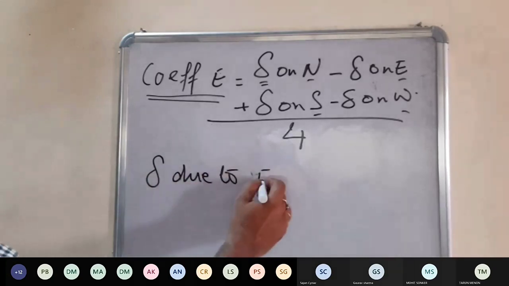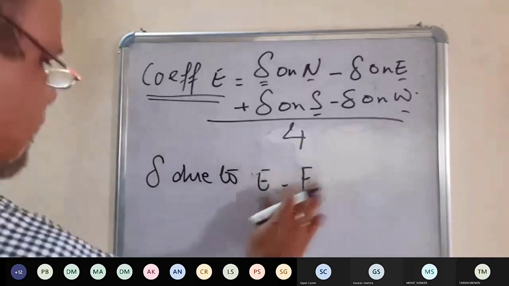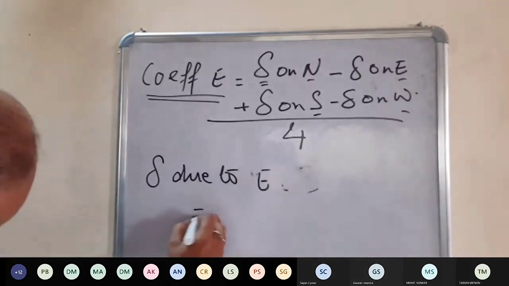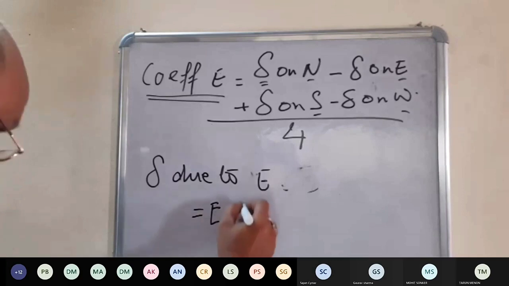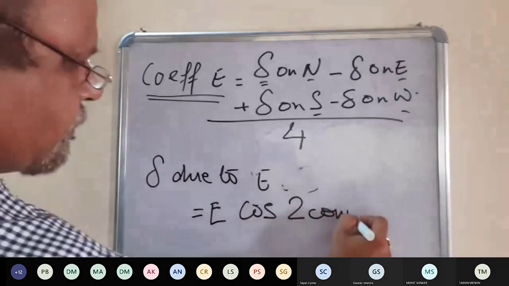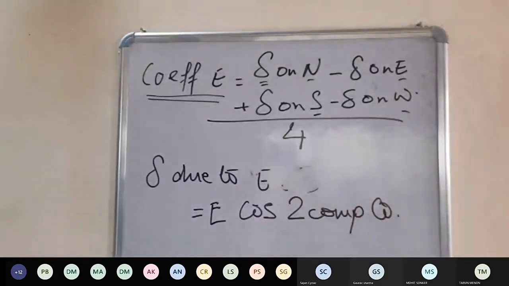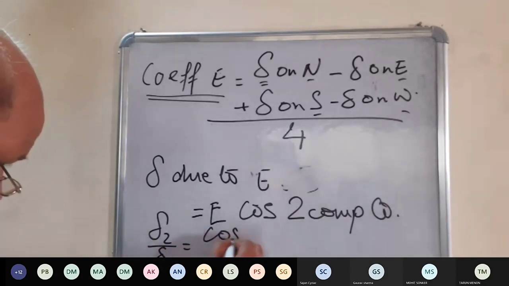and so deviation due to E will be, okay, similarly on different places, delta 2 by delta 1 is equal to cos 2 from cos 2 by cos 2 from cos 1.